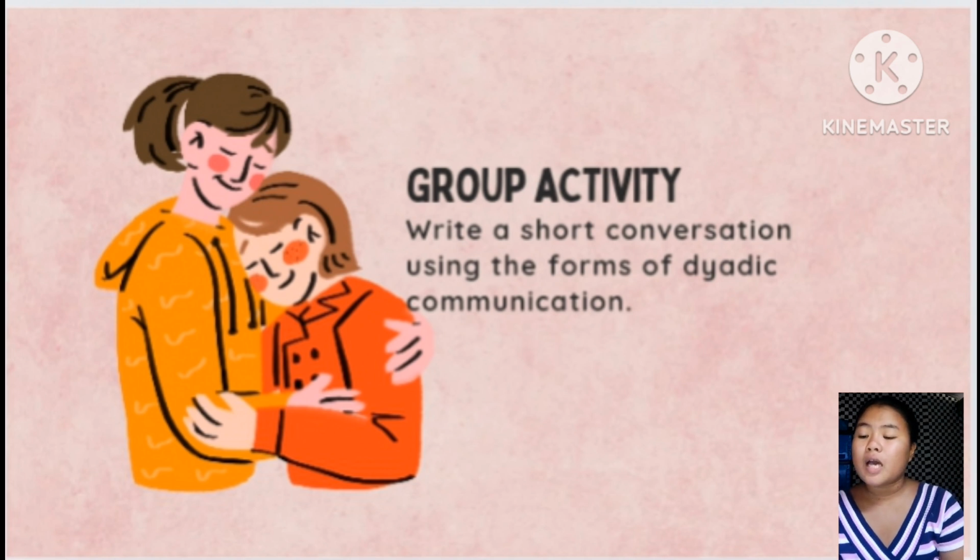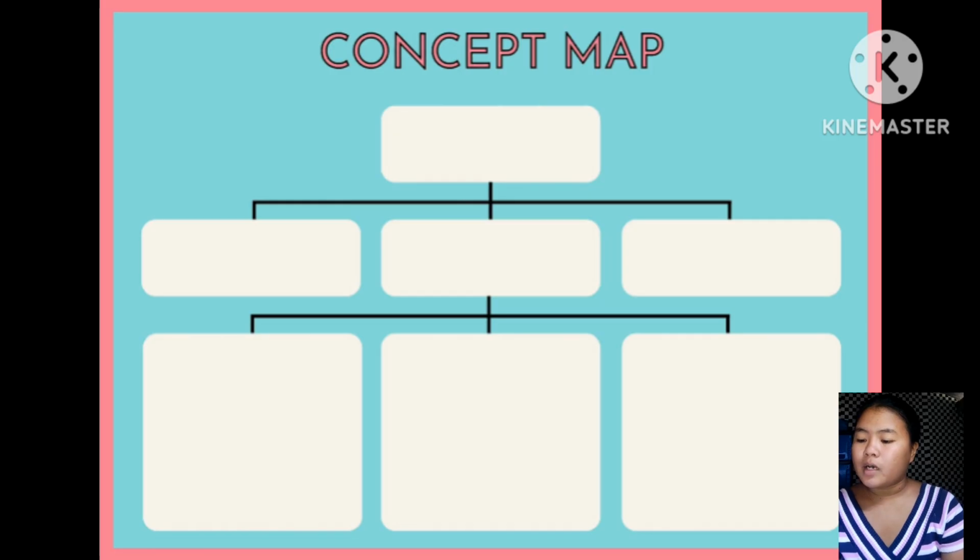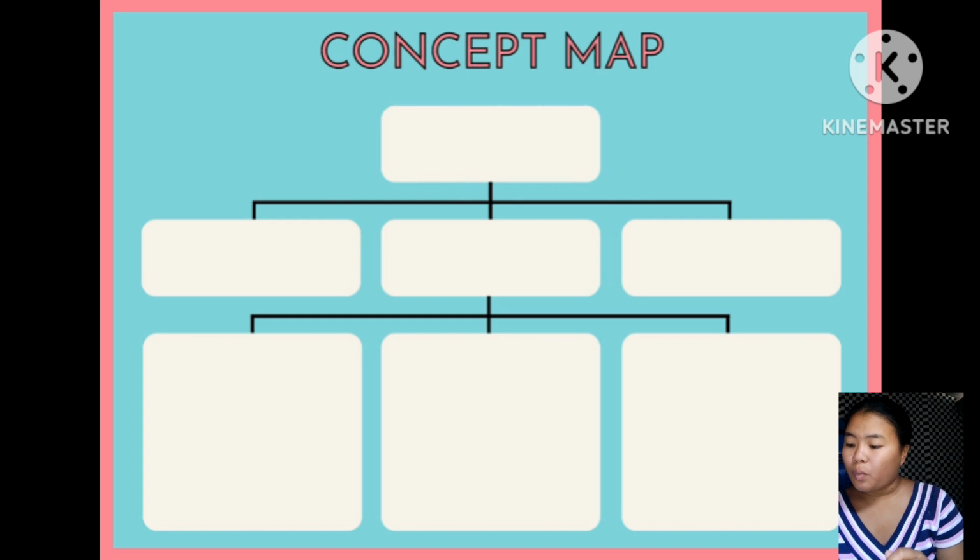Now, for your last activity, I have here a graphic organizer, and what you're going to do is answer it. The first word at the top is the word communication, and in the three boxes there are the forms of dyadic communication: the dialogue, the interview, and the conversation. In the last three big boxes you need to write your own opinion. What is the help of dialogue, conversation, and interview for you as a grade 7 student? I will give you 5 minutes for that.